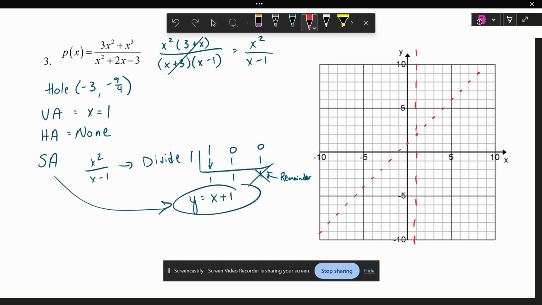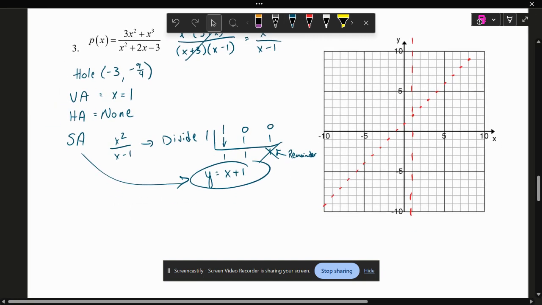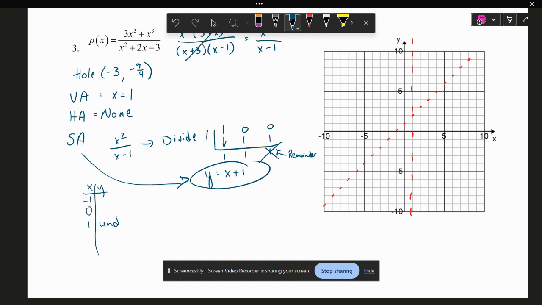So I factored, I determined my holes and asymptotes. Now I can use my XY chart to graph. So I need to graph things that are around my vertical asymptote. Put my XY chart down here. I've only got one vertical asymptote at 1. So I'll find 2 points on each side just to kind of show you how the curve goes.